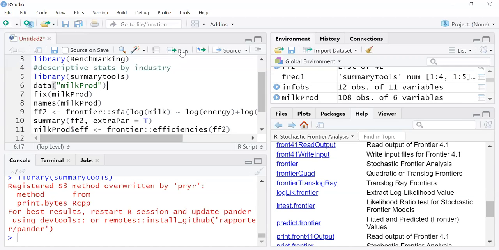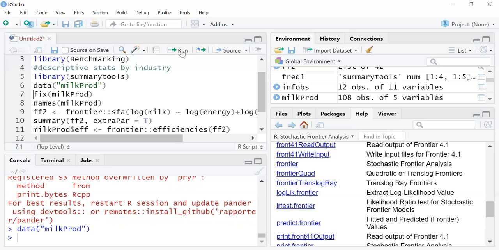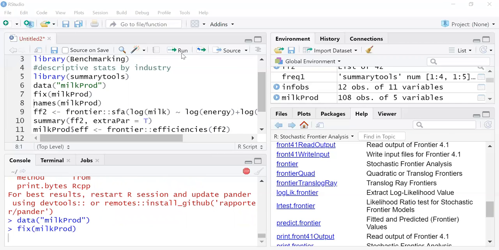Let's run it. If you want to see the data set, you can use fix so that we can see the data editor. So this is the data. We have the farm number, which runs from 1 to 108. These are 108 dairy farmers. Then this is milk, energy use, then feed in terms of goat, then you have cow.